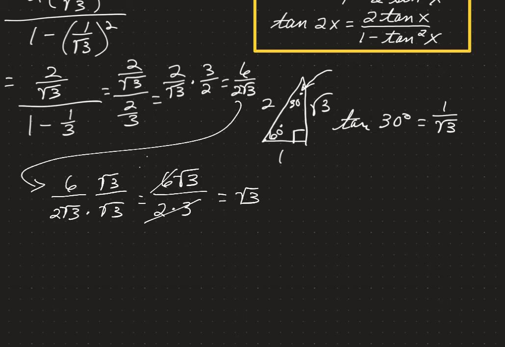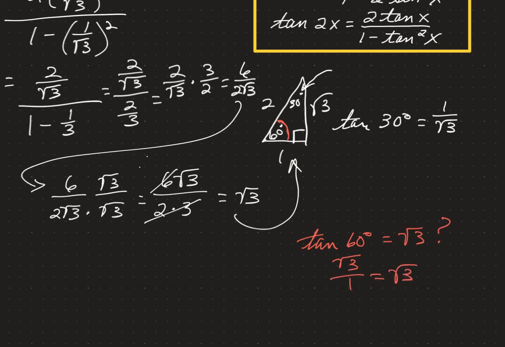Now, can we check that? Yes, we can check that. How are we going to do it? Well, we're going to check it against that triangle. Is it true that the tangent of 60 degrees based upon that triangle equals the square root of 3? Well, tangent of 60 degrees would be the opposite of this angle. It would be square root of 3 over the adjacent. It checks. Square root of 3 equals square root of 3. And let's make some room.